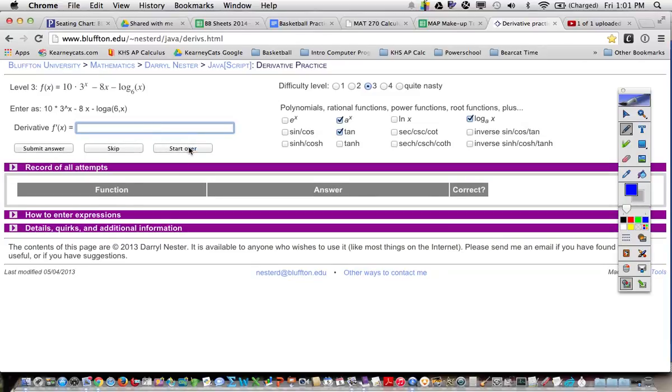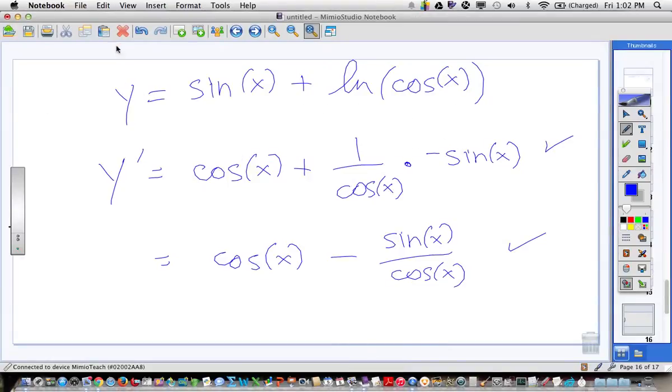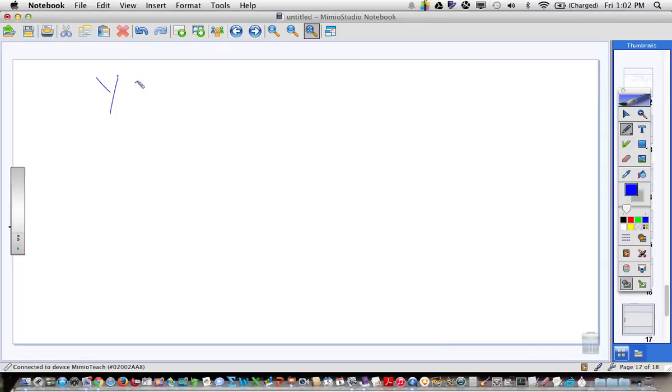All right, let's do that one: 10 times 3 to the x. To be honest, if you know your rules, this one isn't really hard either because it doesn't have any chain rule or product rule or stuff like that. But 10 times 3 to the x minus 8x minus log base 6 of x.